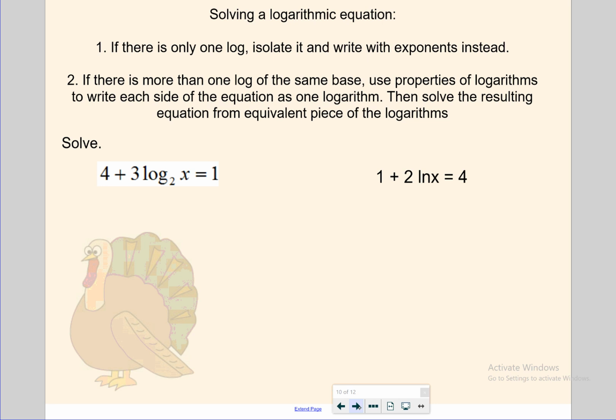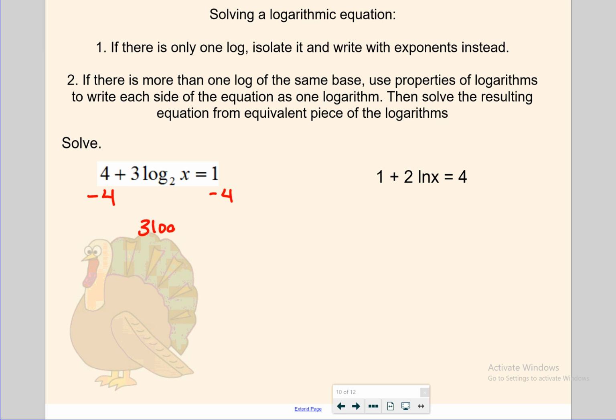These problems are an example of that first possibility. We just have a single log in each problem. So the first thing I'm going to do is get the log alone, just like we did with the exponents, right? So we want nothing added, subtracted, multiplied, or divided by our logs. So in this first one, I have 4 plus 3 times log base 2 of x equals 1. I have the 4 that's added on out front. I have the 3 that's multiplied. I need to move those guys to the other side. So the first thing I'm going to do is subtract 4 on each side.